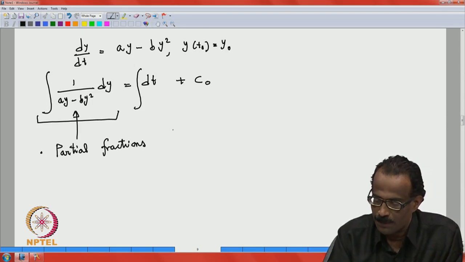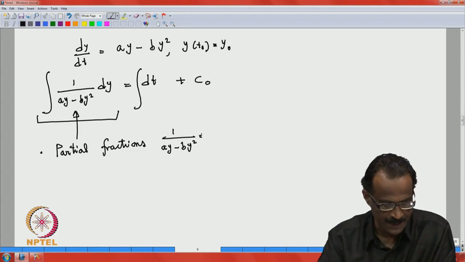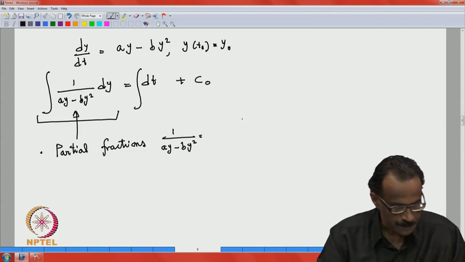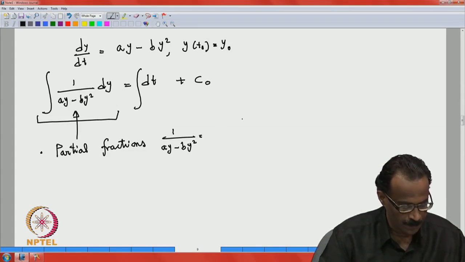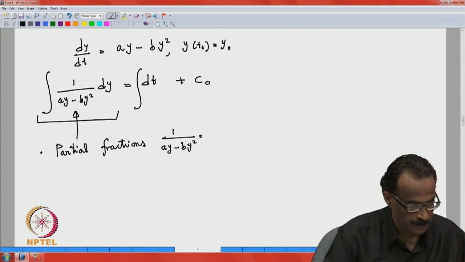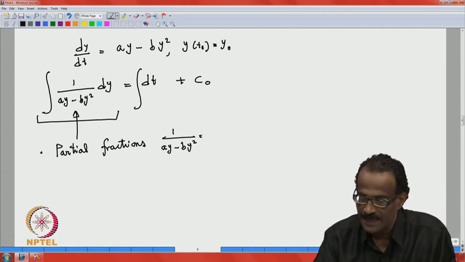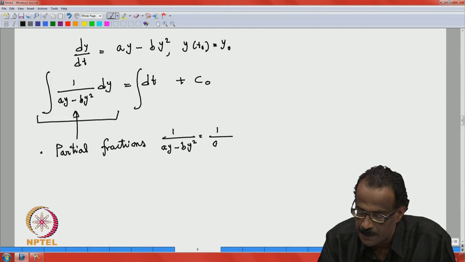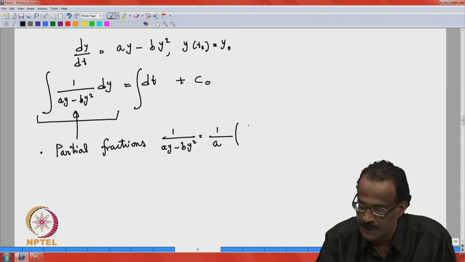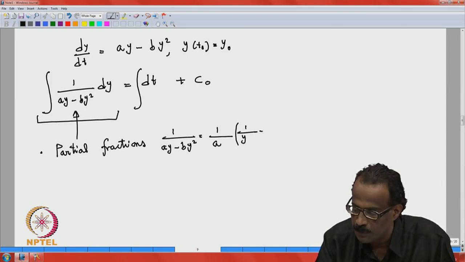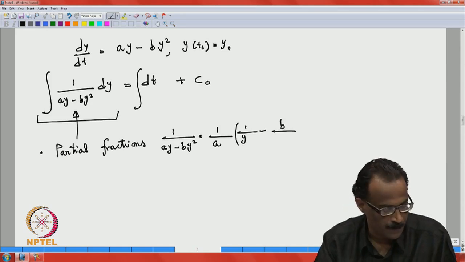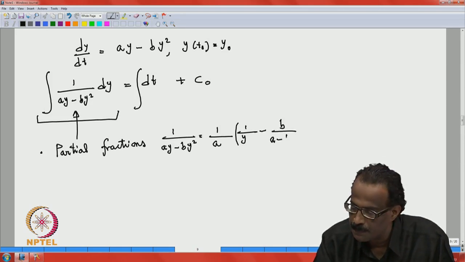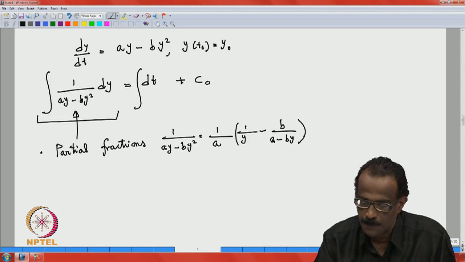You can write down. So, you do go and do this. You have to do it. B y square, you can write it as, probably. You can write it as, I do not do the computation, but you should do the computation when you study this course. 1 over y b a minus b of y, okay.